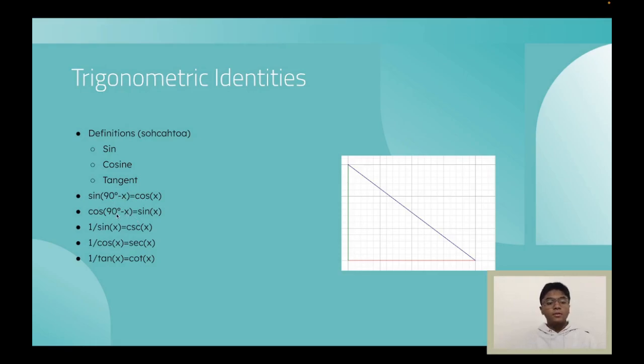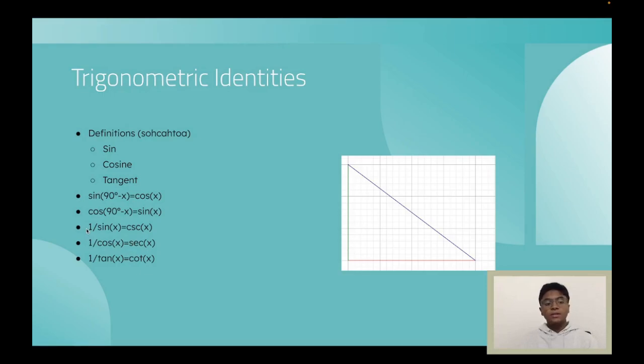And then if I move it the other way around, cosine of 90 minus x is equal to sine of x. So if I have, again, the angle 30, cosine of 60 degrees is equal to sine of 30 degrees. And of course, if you want to convert this into radians, then instead of doing 90 degrees, you would do pi over 2.